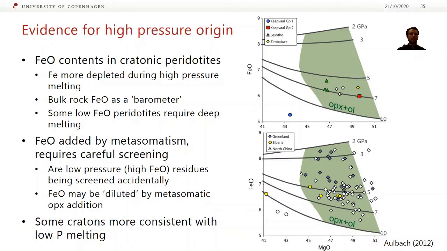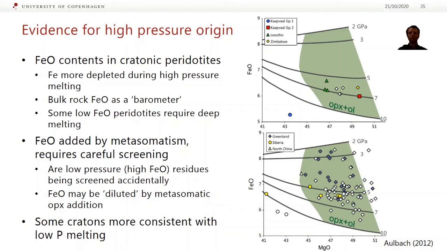Some other evidence comes from the iron contents of cratonic peridotites. These plots are basically bulk compositions, and you can see there's various curves for melting at 2 gigapascals, 3, 5, 7, and 10. So for each curve, the more fertile compositions would be on the left, and as you remove melt at that pressure, it would move towards the right, so higher in MgO. At low pressures, the iron concentrations during melting should stay pretty constant or even go up a tiny bit, whereas at high pressures, iron should get increasingly depleted as you continue to melt. So this is using the bulk rock iron as a sort of barometer.